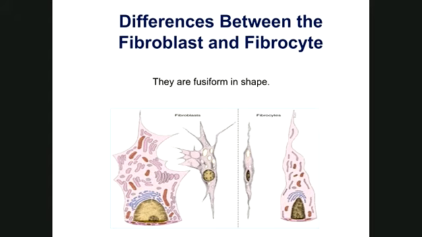Fibroblast and fibrocyte. In the bone, you have osteoblast and osteocyte. In the cartilage, you have chondroblast and chondrocyte. What is the meaning of blast here, and what is the meaning of cyte here? The blast means immature and producing cell.